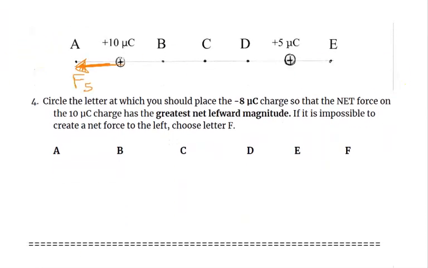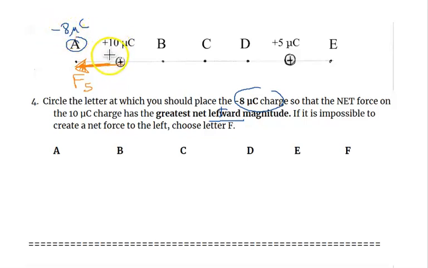All right, question 4. Same setup, just to save you some time. The 10 is repelled by the 5. Now, instead of having the forces cancel, we want the net force on the 10 to push it to the left as much as possible. Since this is negative, if I want to push it to the left, I need to put the 8 over here so it'll attract it and help that force to the left. So the answer is A, but you can check your work.